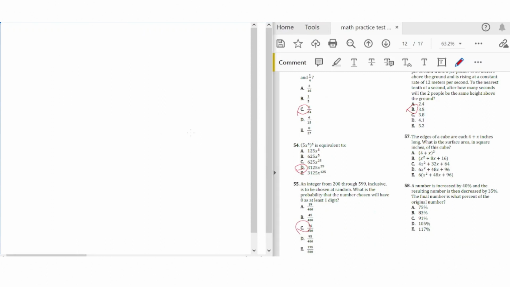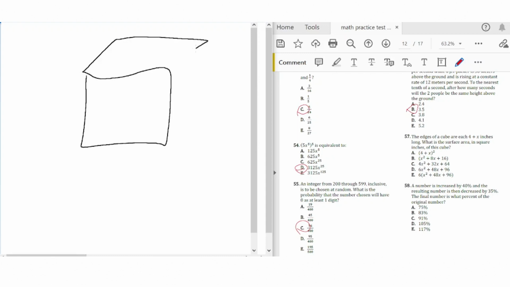The edges of a cube are each 4 plus x inches long. What is the surface area in square inches of this cube? All right, let's draw another diagram. The edges are 4 plus x inches long. So the area of one of these squares is going to be side squared.